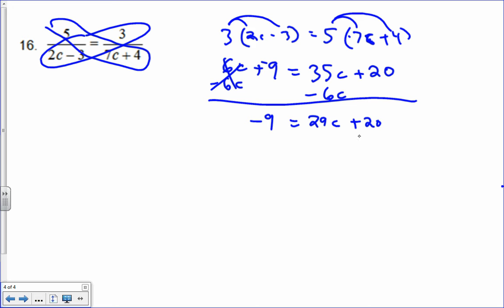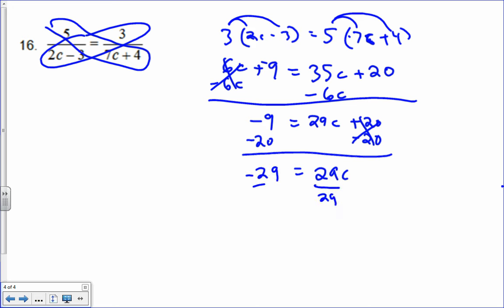Now to solve for c, I got to get rid of this extra added floating number here by subtracting 20 from both sides. So I have 29c is left over here. -9 minus 20 would be -29. And when I divide both sides by 29, a negative divided by a positive would be a negative, so it's a -1 is equal to c.